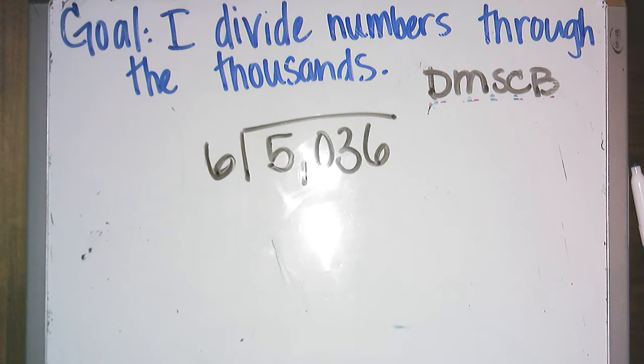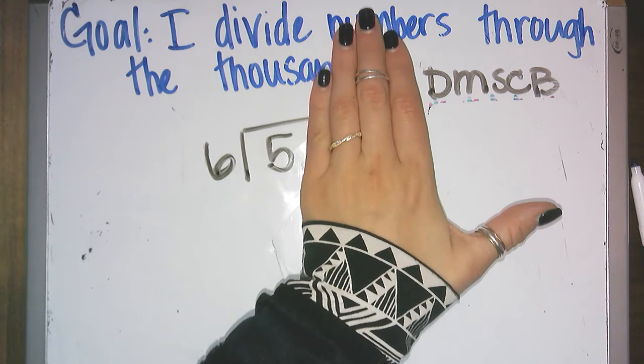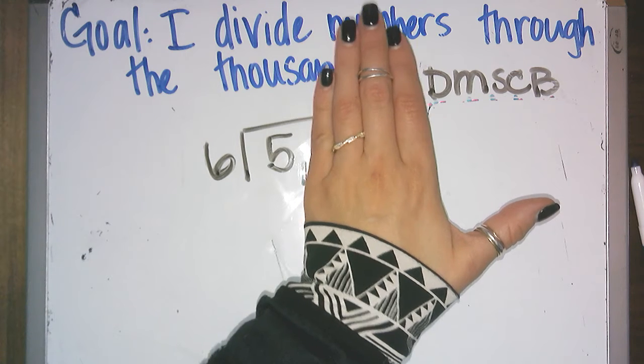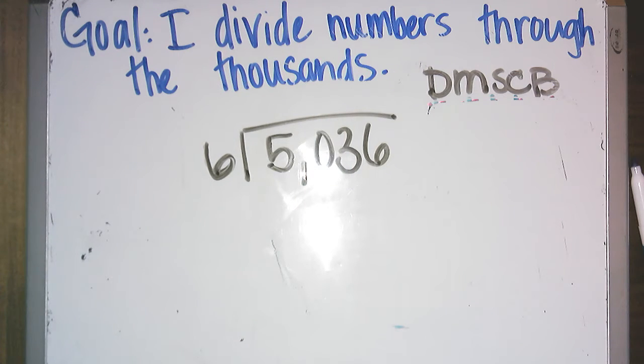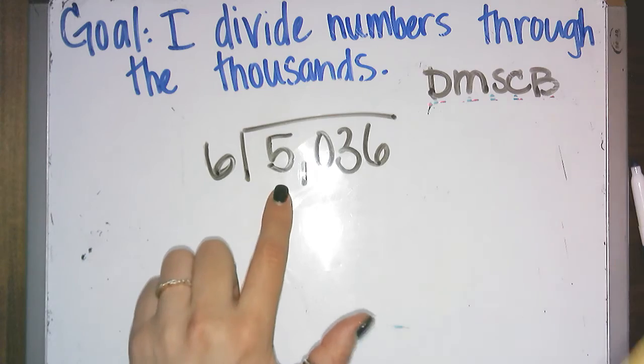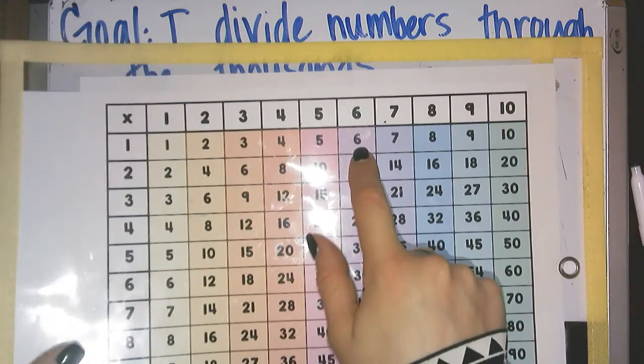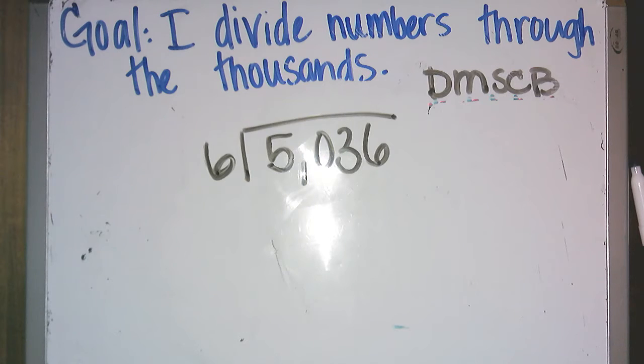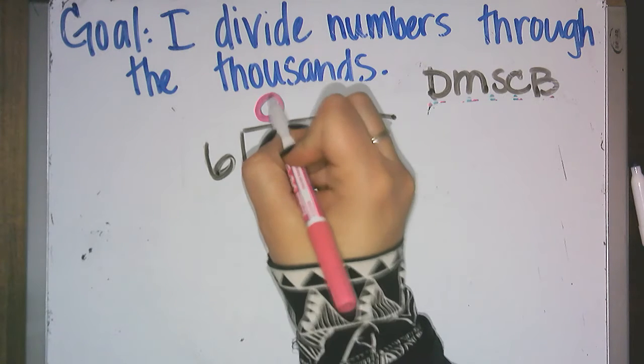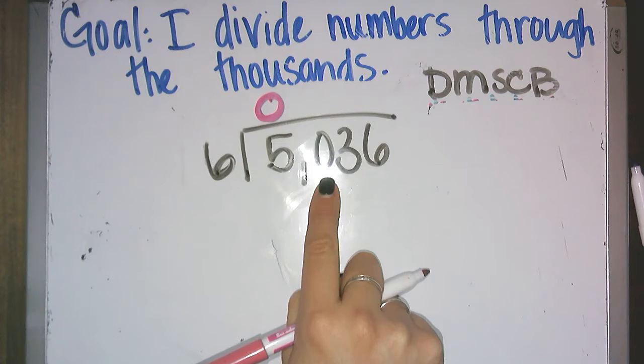So the first thing we have is 5 divided by 6. If I have 5 things, how many groups of 6 can I make? So I need to find the number in the 6 column that is closest to 5 without going over. Well, there isn't one. The first number is 6. So I actually need to put a giant 0 here. And then I need to move to the next place value.